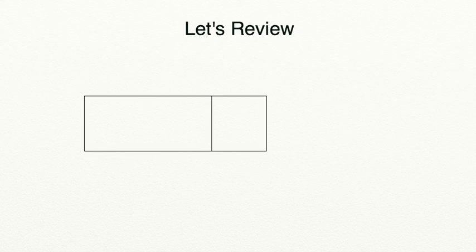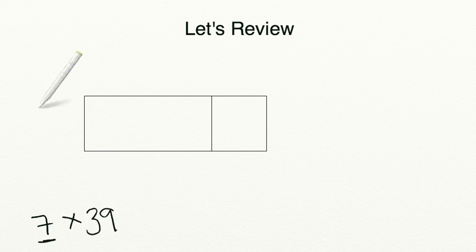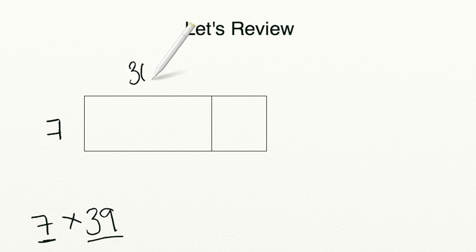Let's review what you've learned in today's lesson. You learned how to multiply two-digit by one-digit numbers using the area model and the traditional method. Let's get through one last problem together to review. We're going to be multiplying 7 times 39. So we're going to start with our 7 on the left-hand side over here, and then we're going to expand 39 into 30 plus 9. Now our next step is going to be multiplying these together.